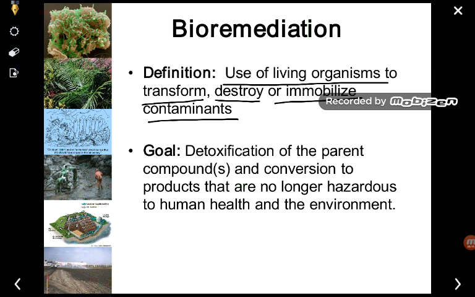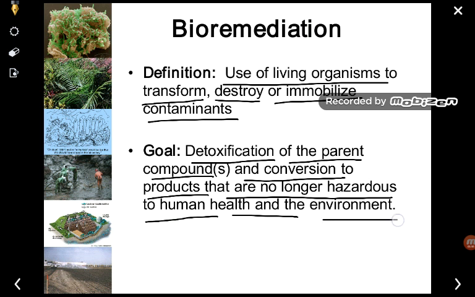So what is the main goal of bioremediation? Why we go for bioremediation is for detoxification of the parent compounds and conversion to products that are no longer hazardous to human health and the environment. So by adopting this method, one can remove the contaminants from the particular site. Not only remove the contaminant but also detoxification is done of the parent compound.